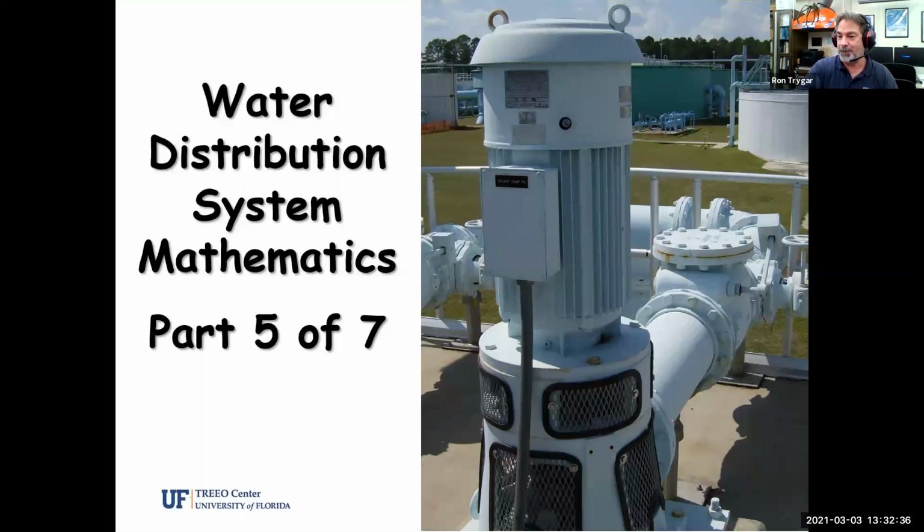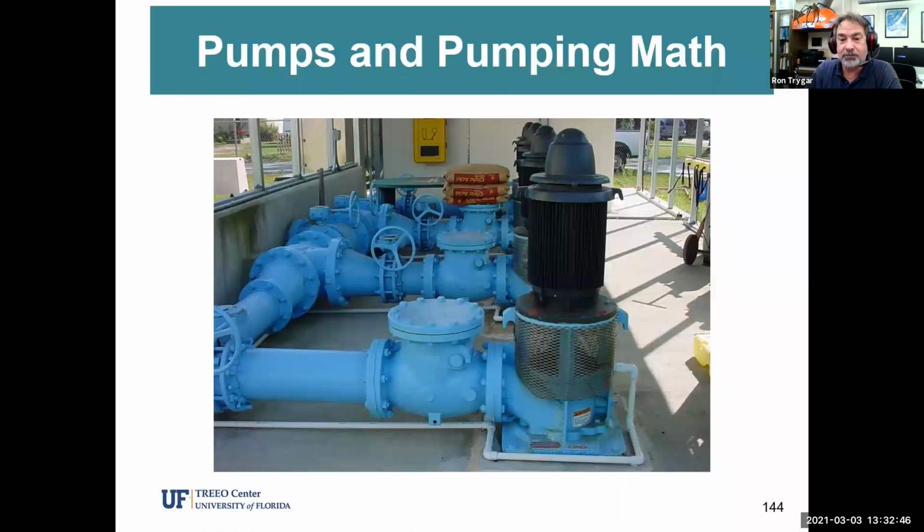Okay, we're back. We'll talk about part 5 of the water distribution system math. This is going to be all about the pumps and pumping math, total dynamic head, and talking about the motor horsepower, water horsepower, wire to water efficiency. So that's kind of where we're going with this part of our discussion today. So let's jump in here.